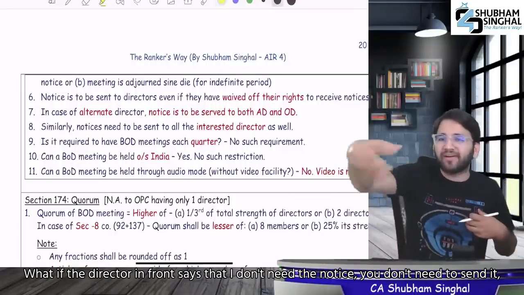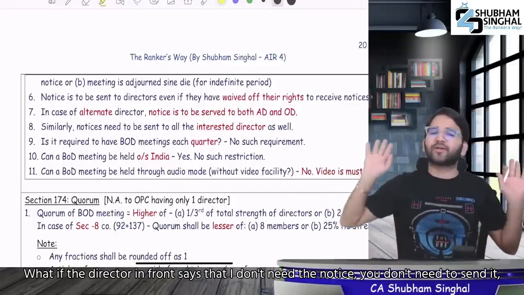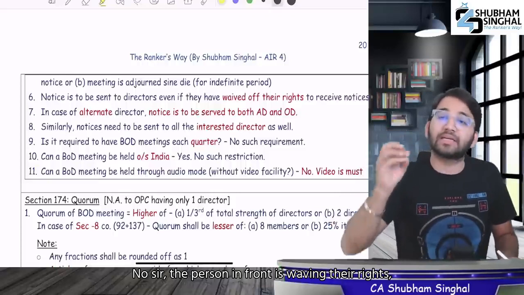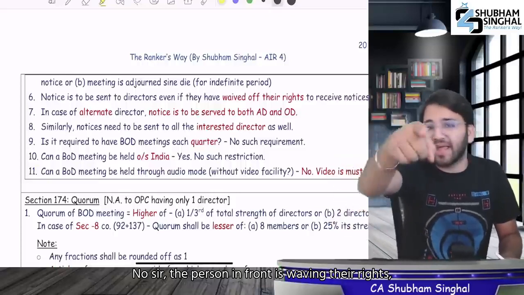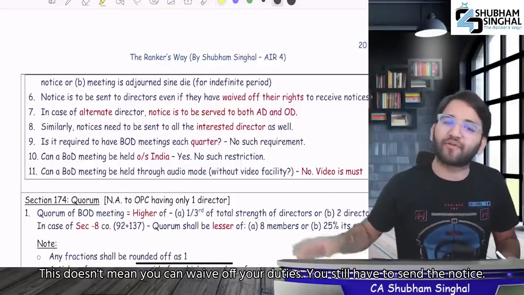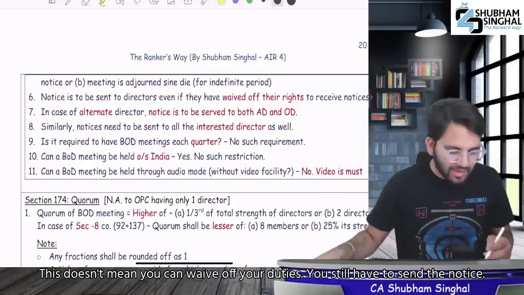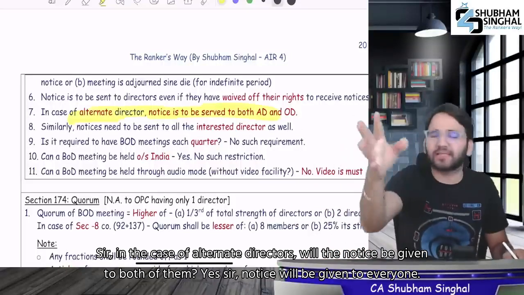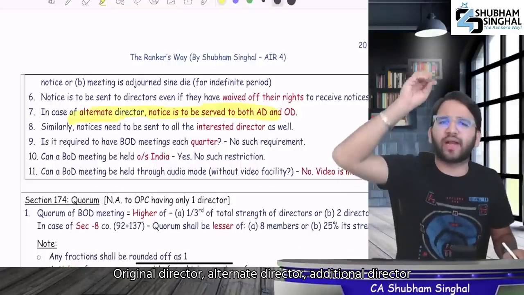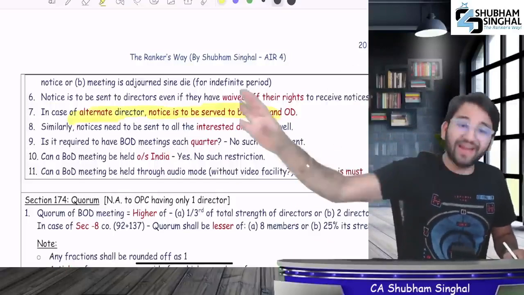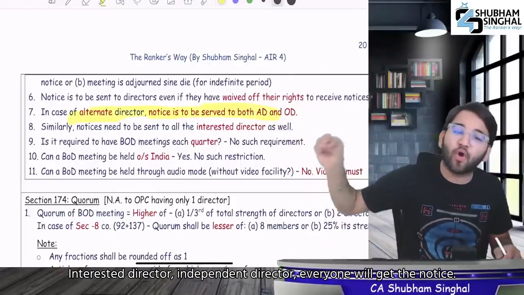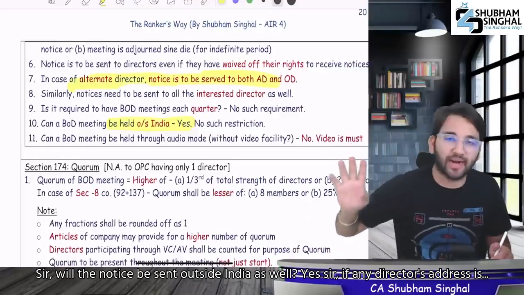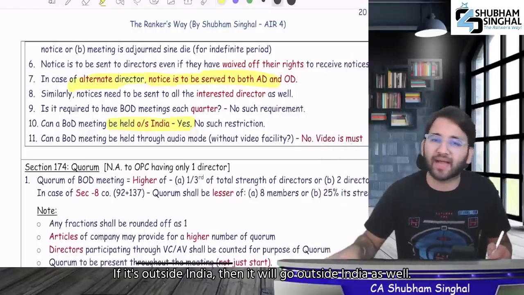Moreover, what if the director in front says that I don't need the notice, you don't need to send it? So will you avoid sending it? No, the person in front is waiving off their rights. This doesn't mean you can waive off your duties. You still have to send the notice. In the case of alternate directors, will the notice be given to both of them? Yes, notice will be given. Original, alternate, additional director, interested director, independent director, everyone will get the notice. Will notice be sent outside India? Yes, if any director's address is outside India, then it will go abroad.